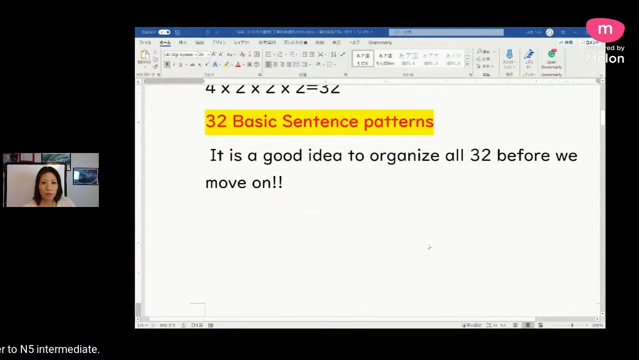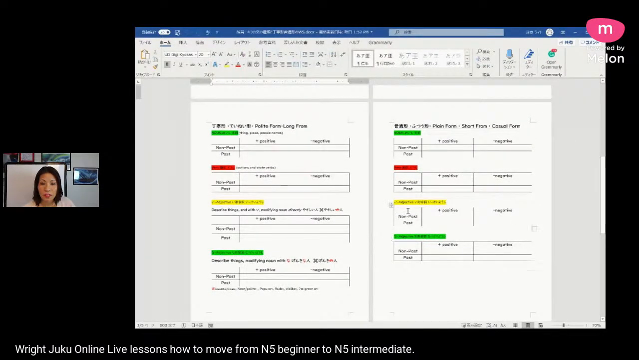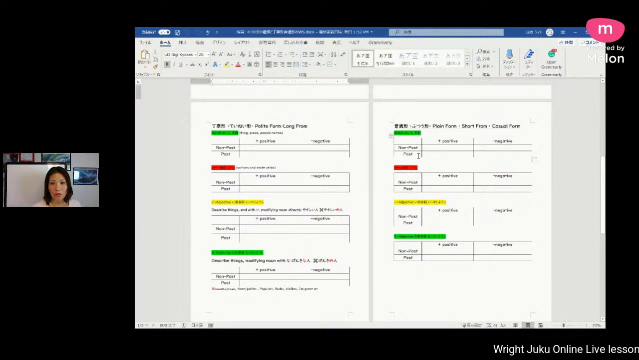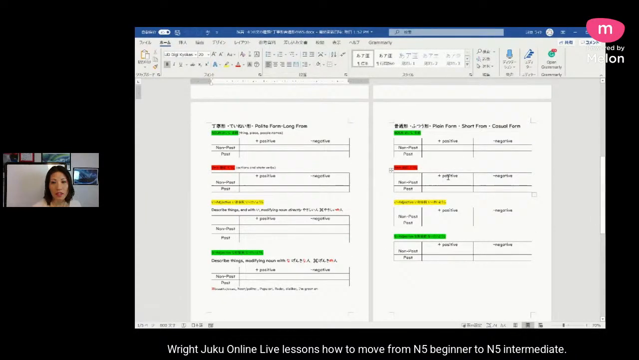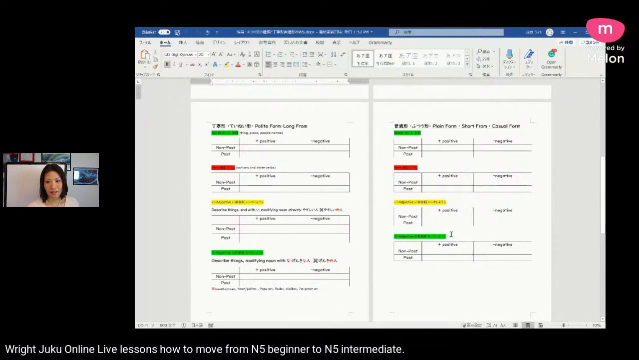So let's get to it. Get your pen and paper ready. The paper, at the end of this lesson, will be this one. We will organize the polite form for noun, verb, E adjective, and not adjective. And then on the back of the page, we will organize the plain form for noun, verb, E adjective, not adjective. So keep in your mind that this is going to be filled out, and then at the end of the lesson, you have everything in your hand.